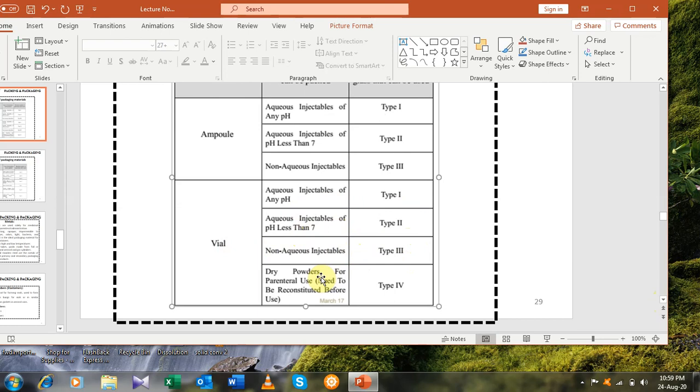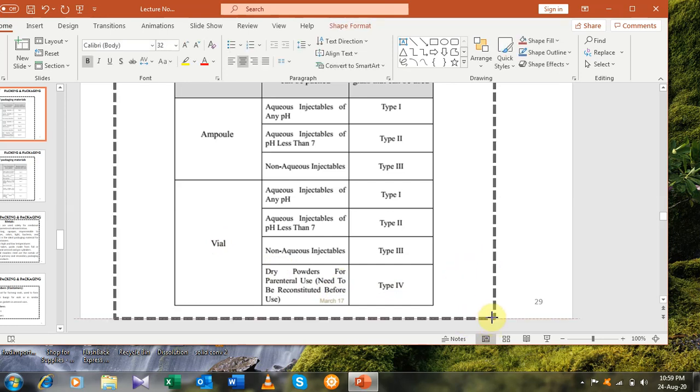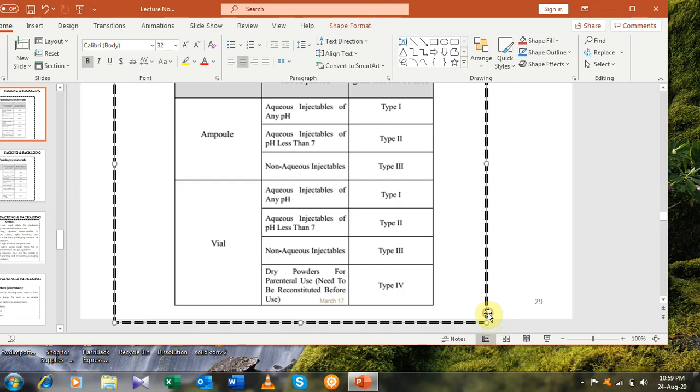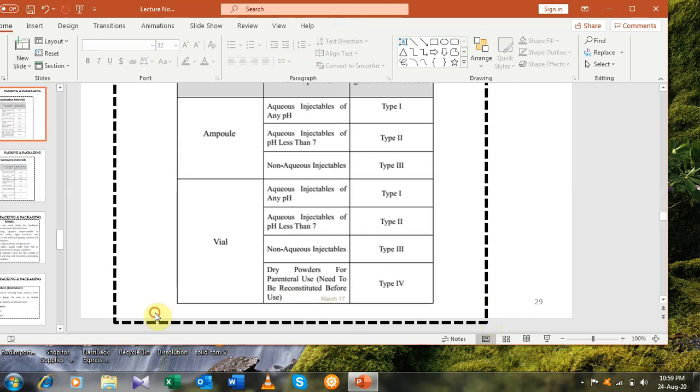But in case of dry powder that is provided in vials, dry powder for parenteral use that needs to be reconstituted before use, type 4 glass may be used for this purpose as well. It is a little bit about the composition of the glass that is used.